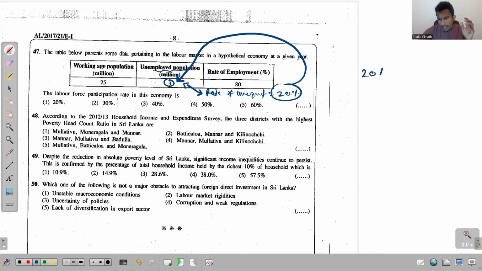This 20% represents 3 million people. If so, what if I ask this question? This 80% should represent how many people?